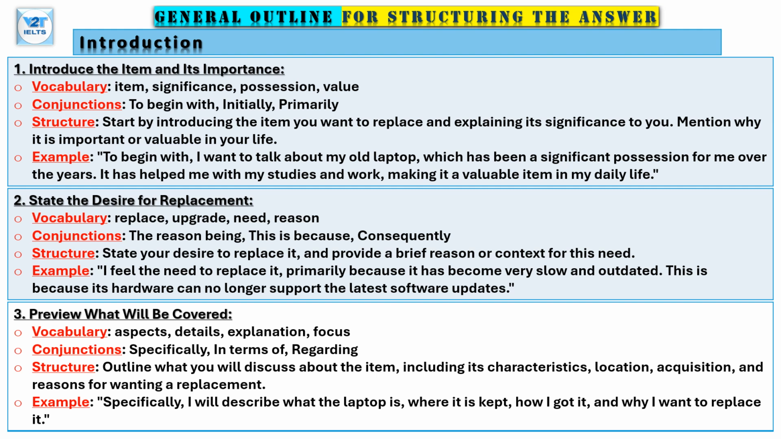3. Preview what will be covered. Vocabulary: aspects, details, explanation, focus. Conjunctions: specifically, in terms of, regarding. Structure: outline what you will discuss about the item, including its characteristics, location, acquisition, and reasons for wanting a replacement. Example. Specifically, I will describe what the laptop is, where it is kept, how I got it, and why I want to replace it.